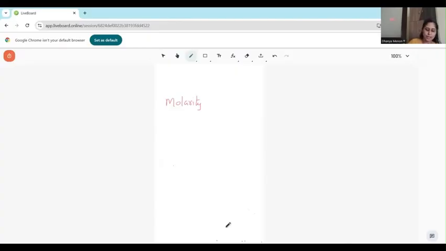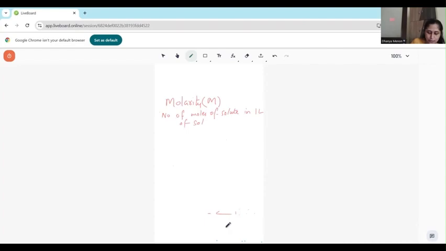Molarity is always represented by capital M, and this is the unit they give. So it tells you the number of moles of solute in 1 liter of solution. Molarity is represented by capital M, and it tells you the number of moles of solute in 1 liter of solution.